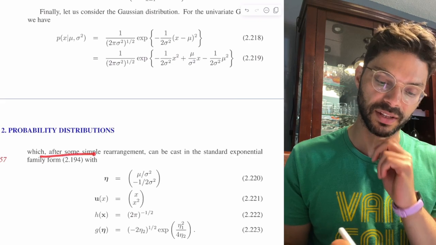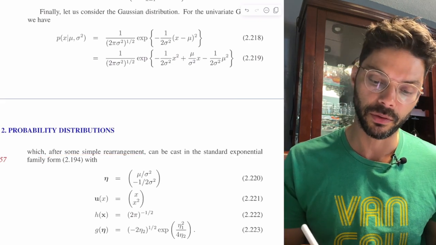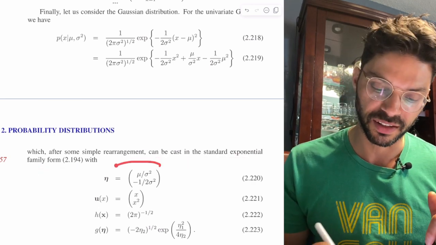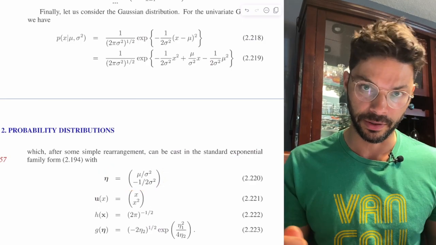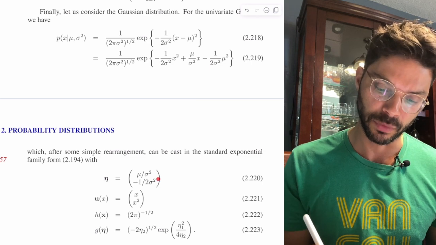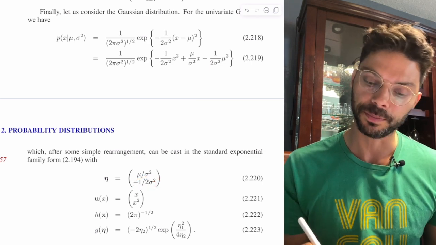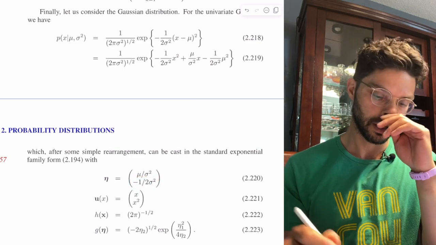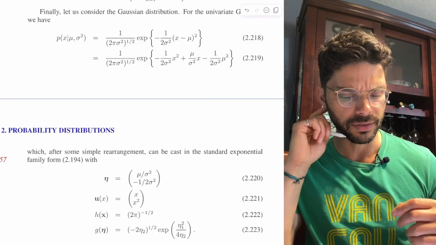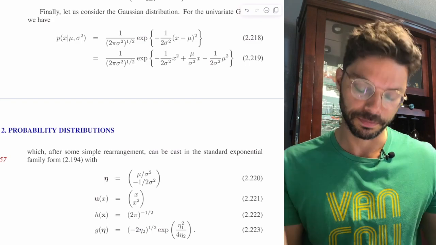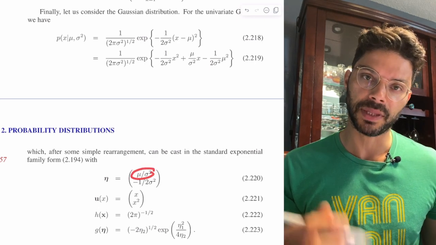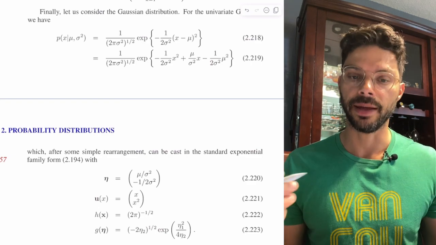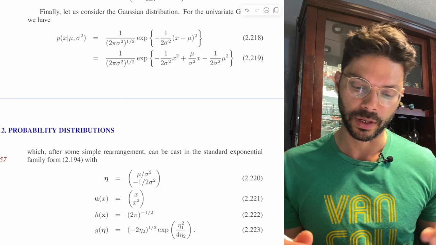After some simple rearrangement, which you should definitely do, this can be cast in the standard exponential family form. Now, look at this, the natural parameters aren't our human parameters. We've got some function of the precision, but it's not even the precision, it's the negative half of the precision. And then it's not just the mean, but the mean normalized by the variance, or the mean times the precision. So again, human parameters and natural parameters are quite different.